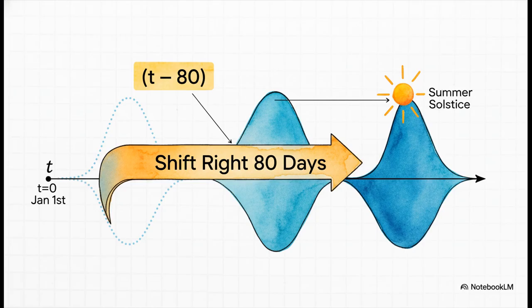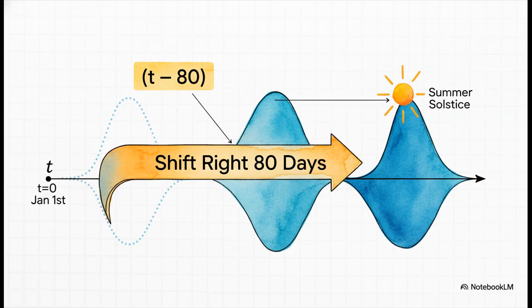Look right there. You see that t minus 80? That is the phase shift. That little piece of the puzzle shifts the entire daylight cycle about 80 days to the right. And what does that do? It perfectly aligns the model with reality, making sure the peak of the wave, the most daylight, lands right around day 80 of the spring, exactly where the summer solstice belongs.